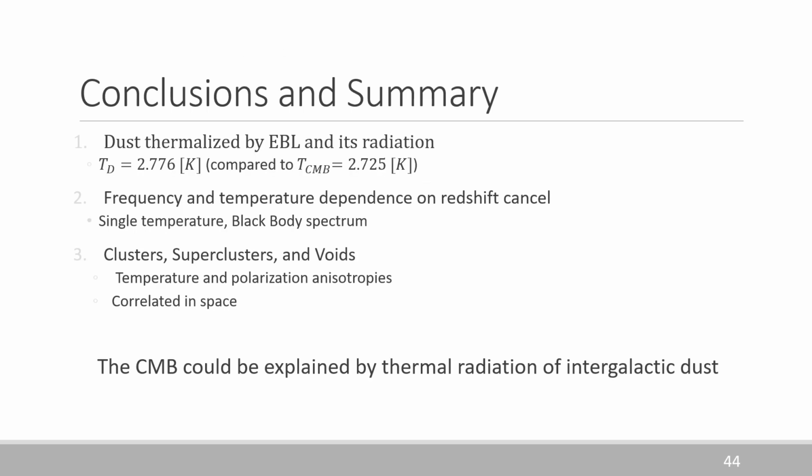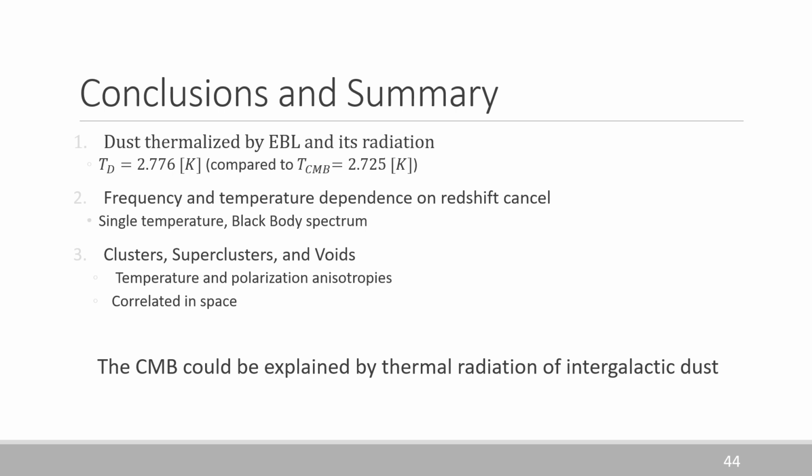Now we've gone through most of the main points in this paper, and I'll conclude and summarize the bigger points here. In this paper, he looked at a theory that the CMB is not a relic of the Big Bang, but it's instead due to thermalized intergalactic dust. He argues that this intergalactic dust is thermalized by the EBL and would produce a dust temperature of 2.776 Kelvin, which he compares to the CMB temperature of 2.725 Kelvin.